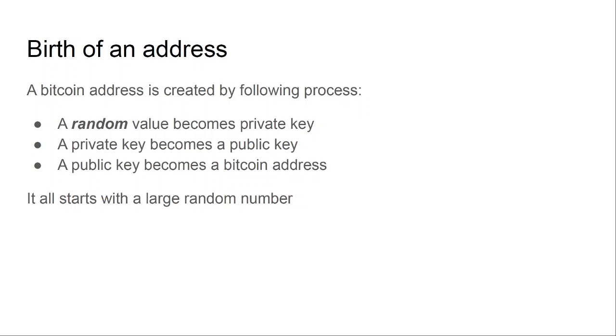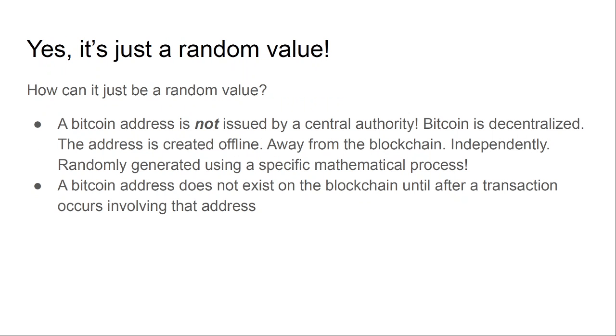Once we have this Bitcoin private key, we can in turn convert the private key to a public key. And then once we have that public key, we can convert the public key into a Bitcoin address. We're going to demonstrate that in a few moments. But fundamental here, it all starts with a large random number. If you only take away that from this video, that's important. It all starts with a random number.